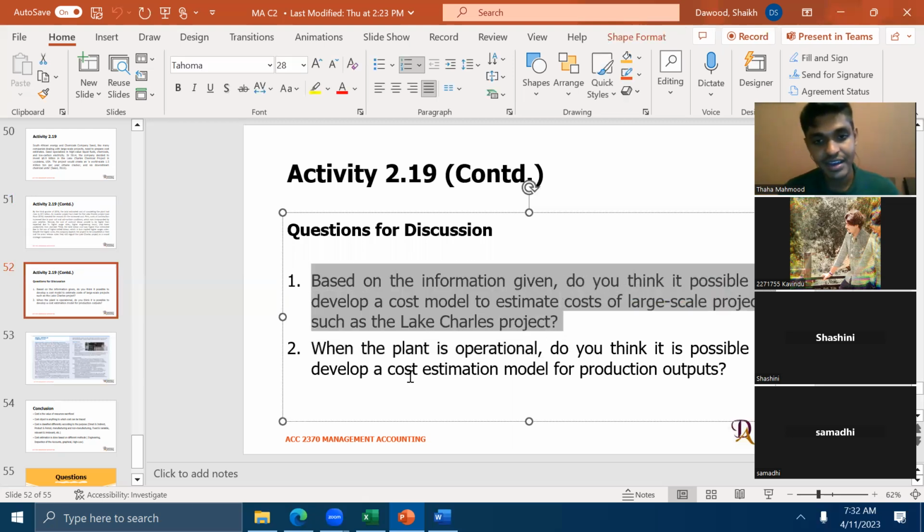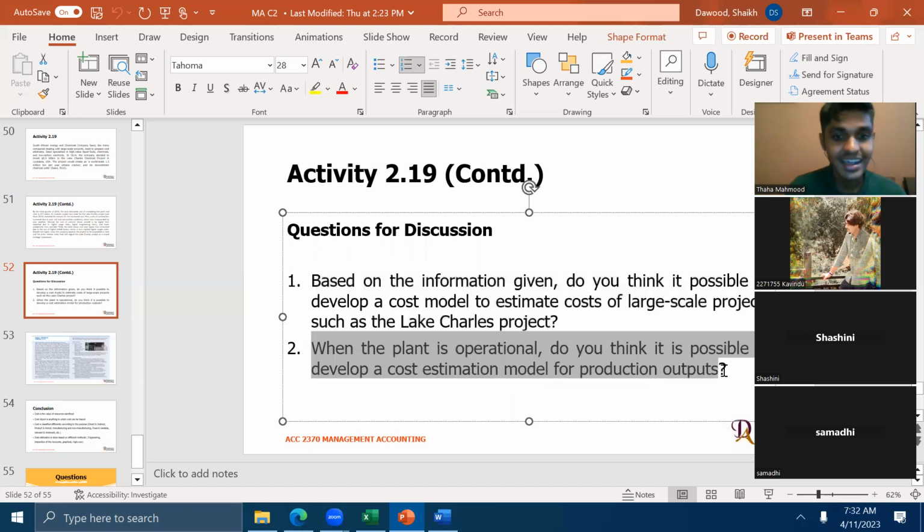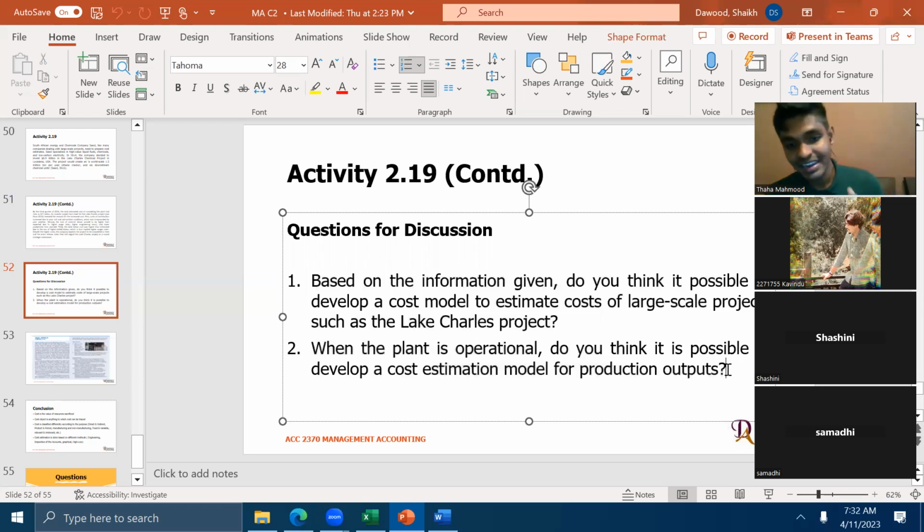We can only use it when it comes to short-term classifications, and when the plant is operational, we can develop a cost estimation model, because then it could be production related. We can estimate cost with regards to output. That's what they have told us here.